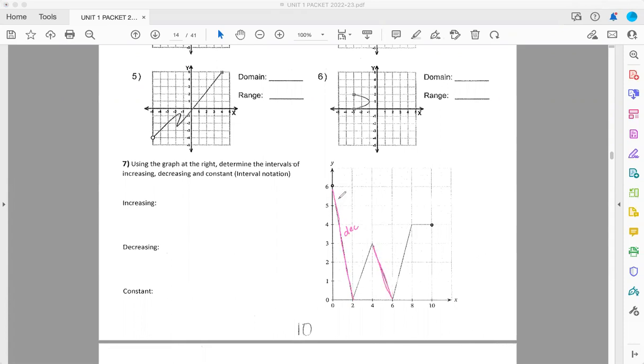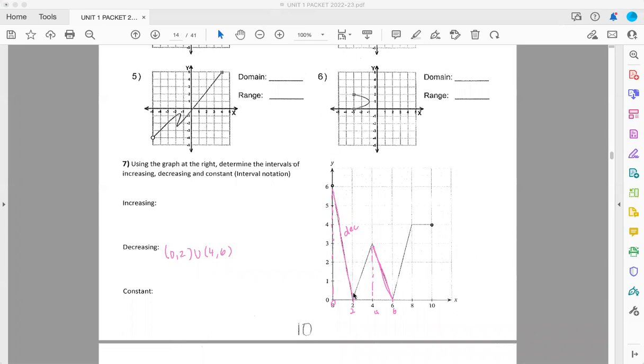So let's start with that. Again, we're looking for the x values, right? So from here to here, it's decreasing from 0 to 2. And then from here to here, from 4 to 6. So how do we say this? We say decreasing. I chose decreasing first. Decreasing, we say 0, 2, union 4, 6.